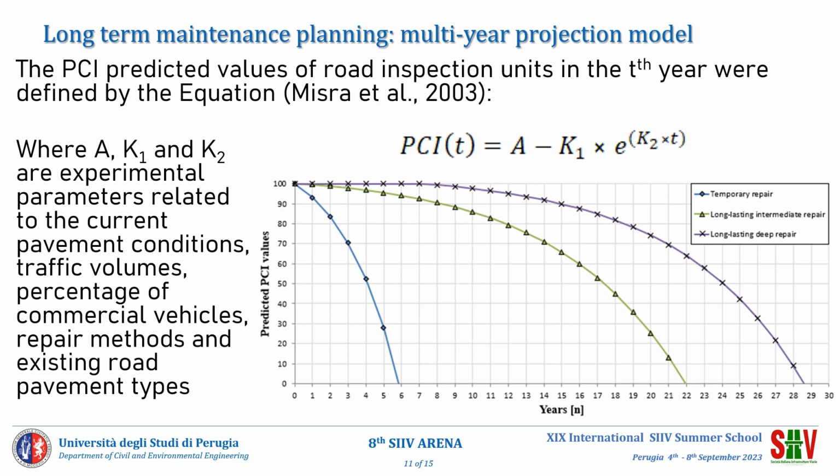Long-term maintenance planning was performed using projection models for estimating the evolution of pavement condition over time. In detail, specific deterioration models were defined for each type of standardized maintenance repair and existing road pavement. The predicted PCI values of road inspection units were calculated using exponential laws relating to the current pavement condition, traffic volumes, percentage of commercial vehicles, and repair methods.